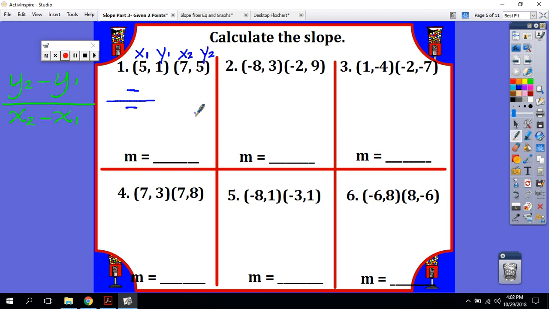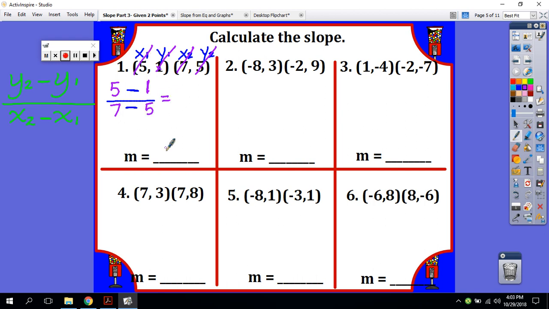Now I'm ready to plug into my formula. So first I want to find my y2 value. My y2 is this 5, so a 5 goes here. Next is my y sub 1 value. My y sub 1 is a positive 1, so that goes here. Bottom left, x sub 2 is 7, so 7 goes here. Minus my x sub 1, and my x sub 1 is 5, so 5 goes here.